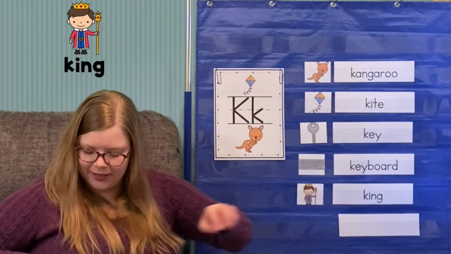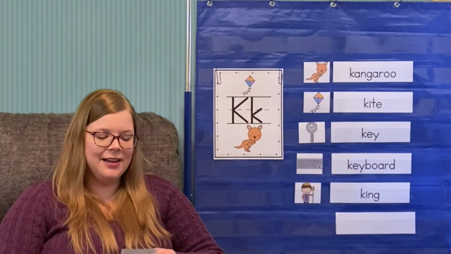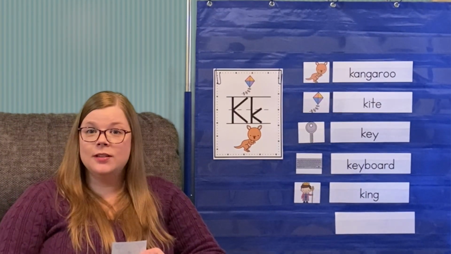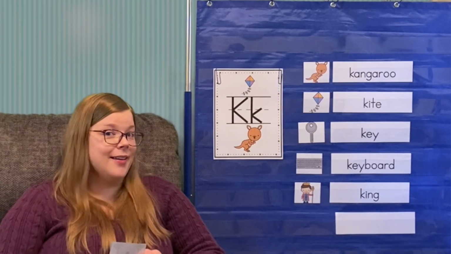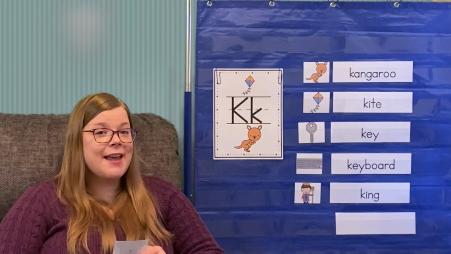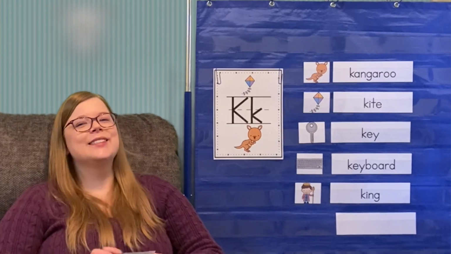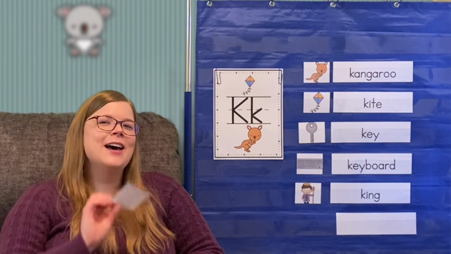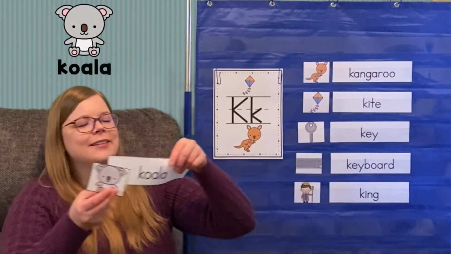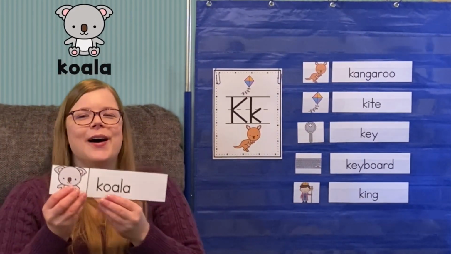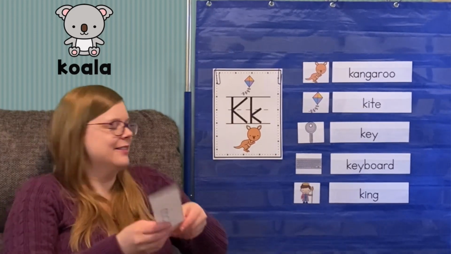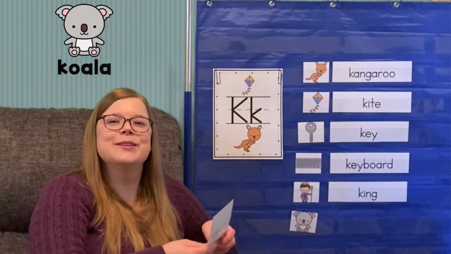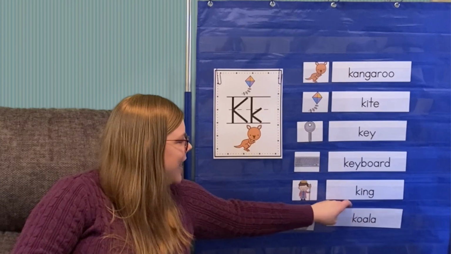All right, our last word that starts with K. It's an animal. It lives in Australia and it's gray and fluffy and it starts with the letter K. It's a koala. K, k, koala starts with the letter K. Great job guessing the words that start with the letter K.